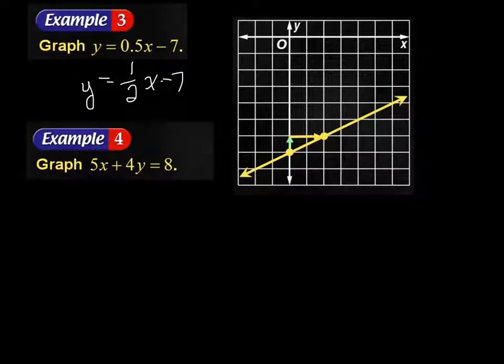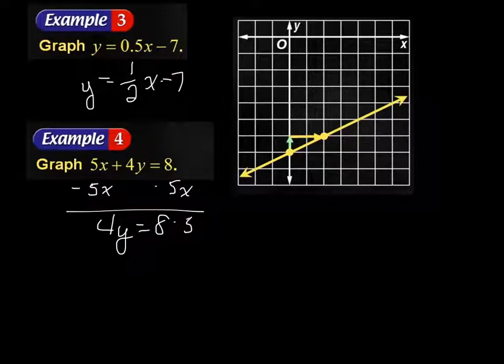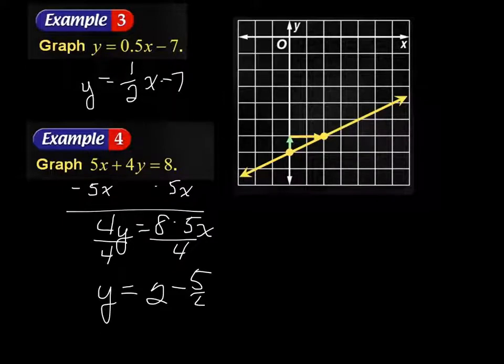Now this one we're going to have to solve for y first. So we need to subtract 5x from both sides of the equation. So 4y equals 8 minus 5x. And divide both sides by 4. So y equals 8 divided by 4 is 2 minus 5/4 x. Okay, in slope-intercept form, we're used to seeing it in the other order. Y equals -5/4 x plus 2. But you can see that these are equivalent equations.